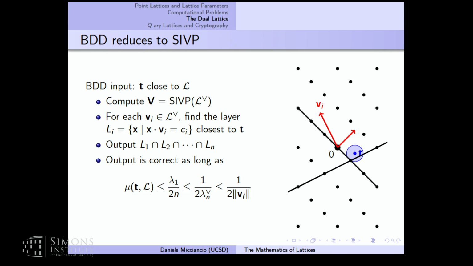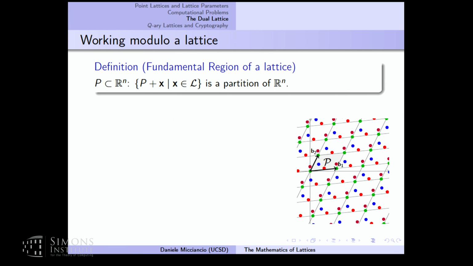So if you want to solve BDD instead of ADD, you need to move to the dual lattice, do something in the dual lattice, and use it using this layer trick.